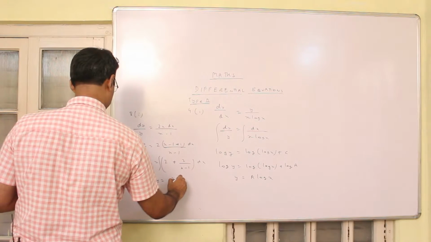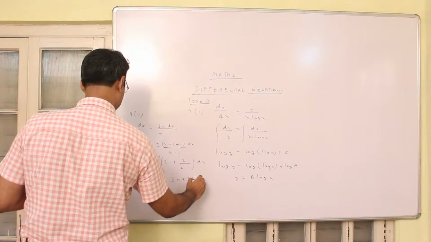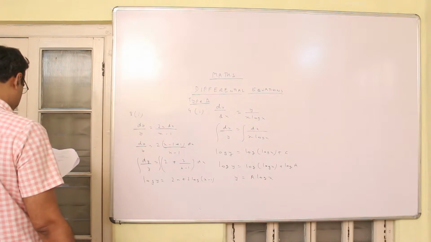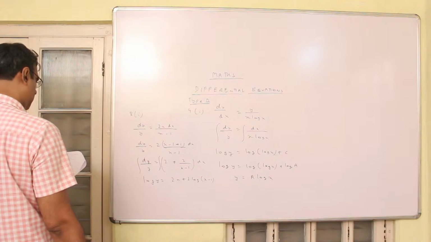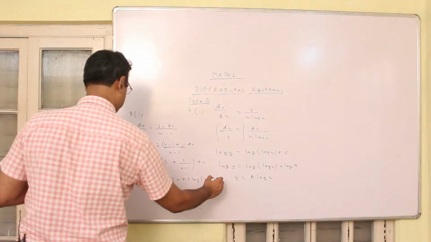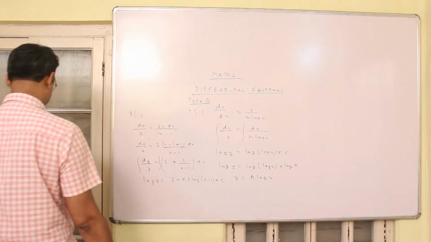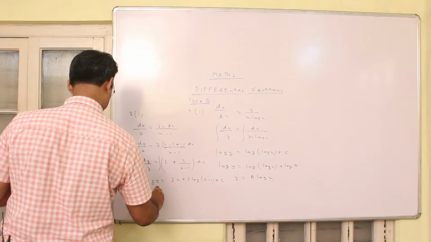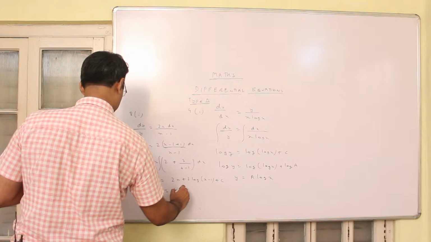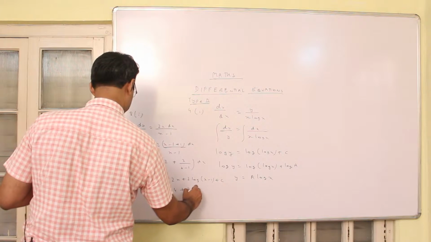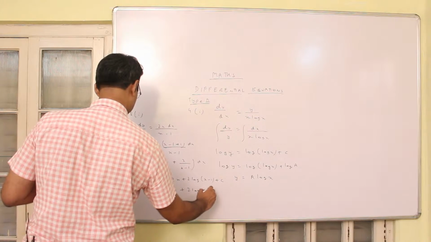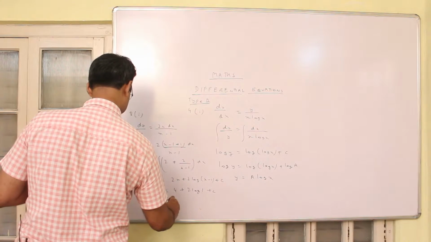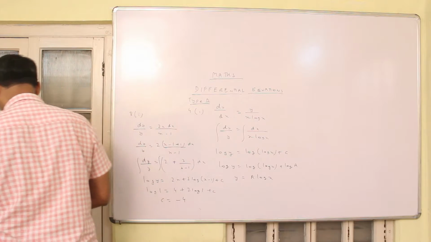So you will get log y is equal to 2x plus 2 log x minus 1 plus c. It is given in the question that when x is equal to 2, y is equal to 1. So log 1 is 4 plus 2 log 1 plus c. So this gives us c is equal to minus 4.